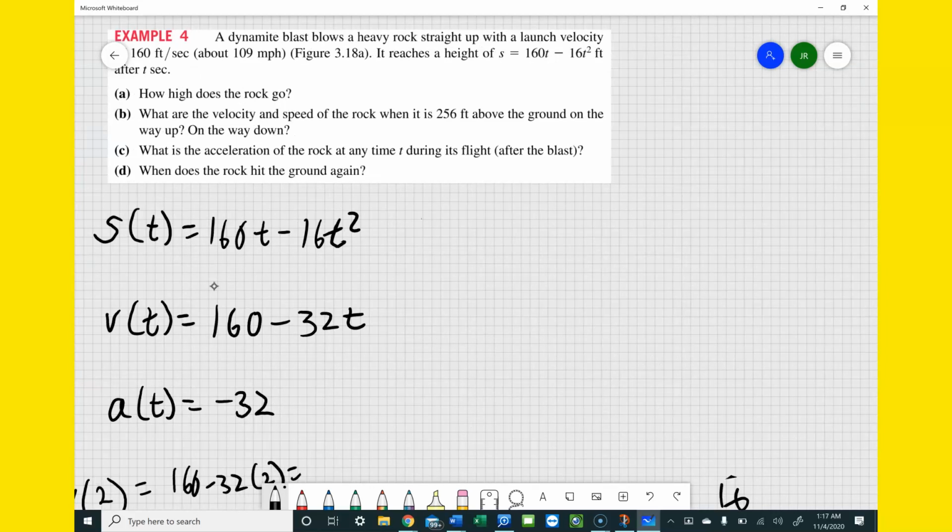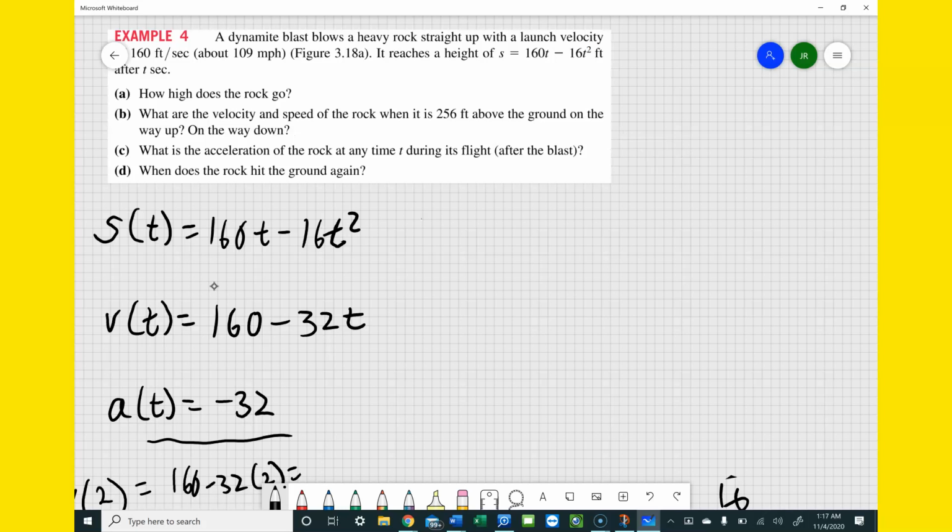Part C, what is the acceleration of the rock at any time t during its flight after the blast? Well, since we found the acceleration right here, and it's a constant negative 32, that's easy. The answer to part C is negative 32. That's the acceleration at any time t. All right, so that one was simple.